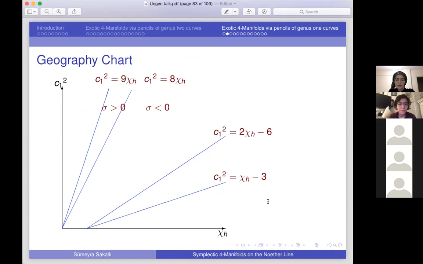And let me show the picture. It is what we call the geography chart. And here I have the half Noether line, and this is my Noether line. And again, my manifolds, I'm going to talk about them now. They are lying in this region, which means that the invariants of my manifolds are staying in this region.